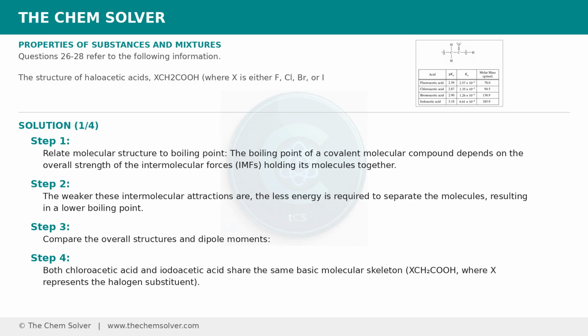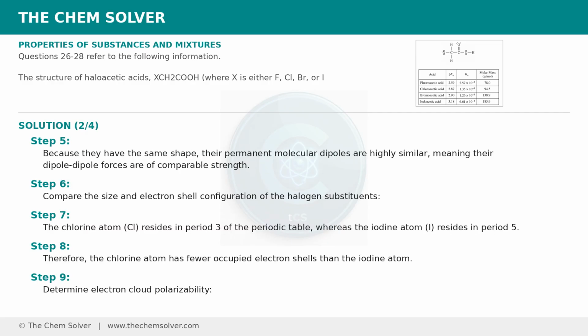Both chloroacetic acid and iodoacetic acid share the same basic molecular skeleton, XCH2COOH, where X represents the halogen substituent. Because they have the same shape, their permanent molecular dipoles are highly similar, meaning their dipole-dipole forces are of comparable strength. Compare the size and electron shell configuration of the halogen substituents.